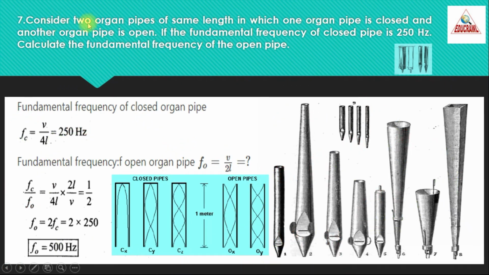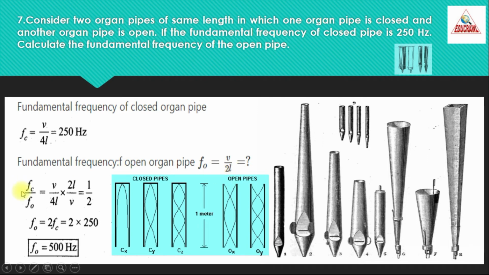Seventh problem. Consider two organ pipes of the same length in which one organ pipe is closed and the other organ pipe is open. If the fundamental frequency of the closed pipe is 250 Hz, calculate the fundamental frequency of the open pipe. We know the formula for the fundamental frequency of a closed organ pipe is Fc is equal to V by 4L, which is equal to 250 Hz, which is the given data. We have to find the fundamental frequency of the open organ pipe, which is F0. The formula is V by 2L.